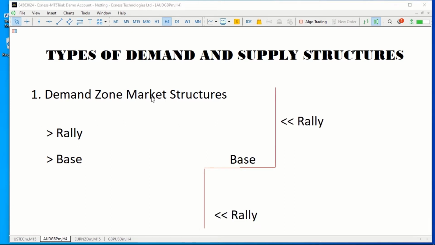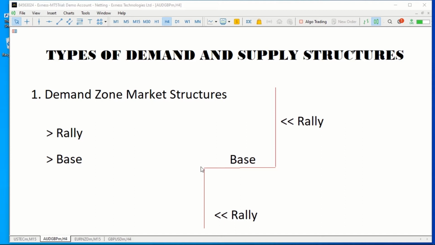This is a typical illustration of demand zone market structure. Observing the lower side of it, this is a rally, which is an uptrend or buying pressure. So this represents a bullish or uptrend move. And then the top here, which is a base, represents consolidation. This is a consolidation or equilibrium or range movement. Aside from that, the base is our demand zone. Typically we have two types of demand zone structure.